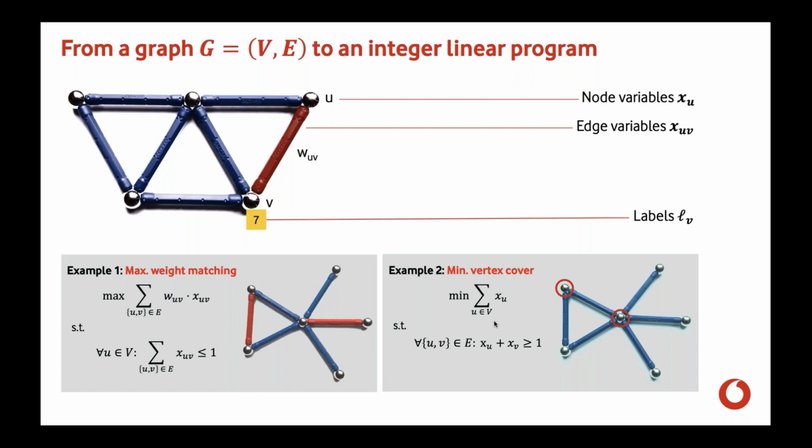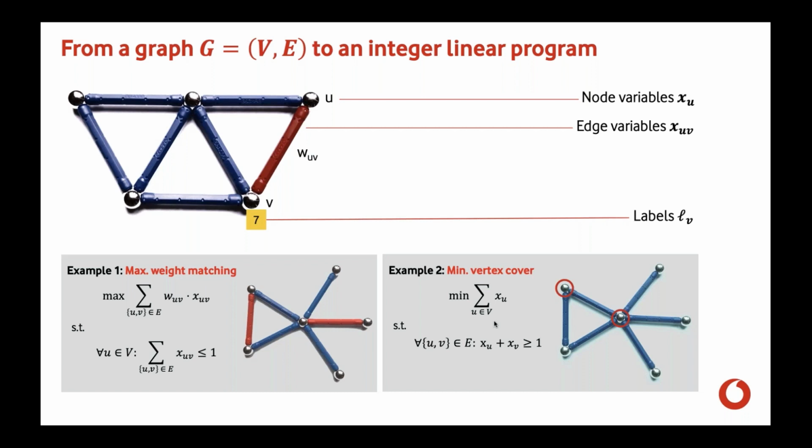So with these variables at hand, we can formulate integer linear programs that will solve our problems. And let's look at 2 very simple and ubiquitous examples that can illuminate how this works. So the first one is example 1, maximum weight matching, where indeed we have a weight on each edge in the graph, and we try to maximize a linear objective, namely the sum of the weights of the edges which are part of the solution.